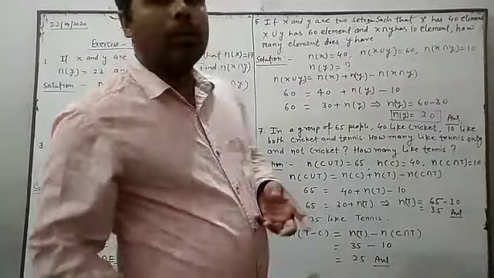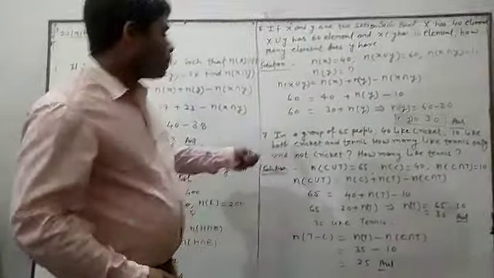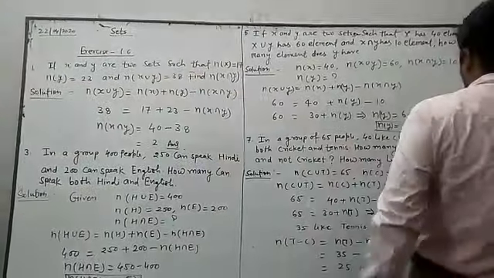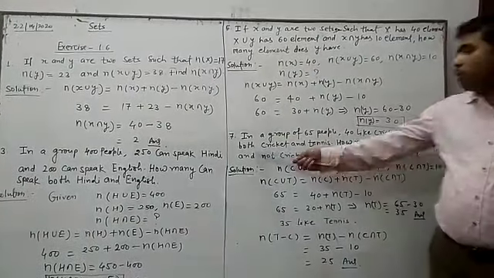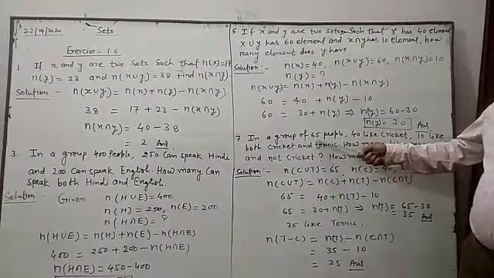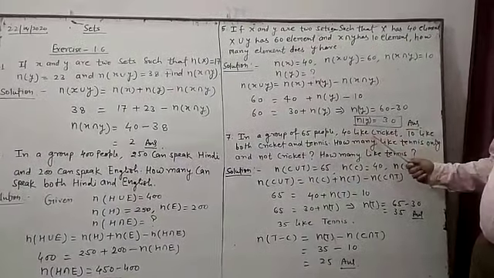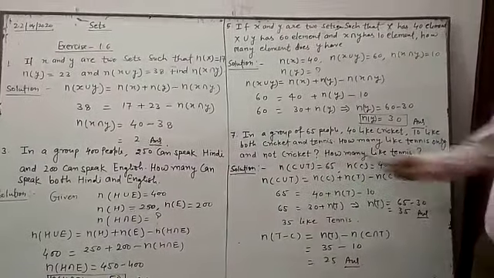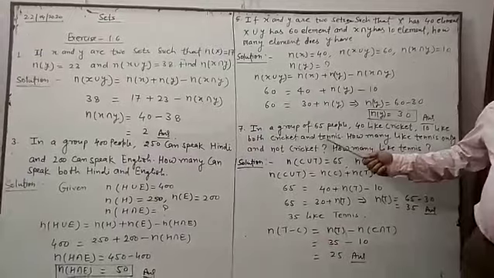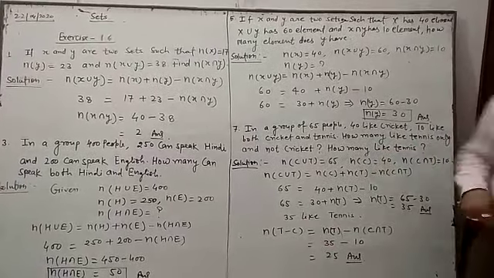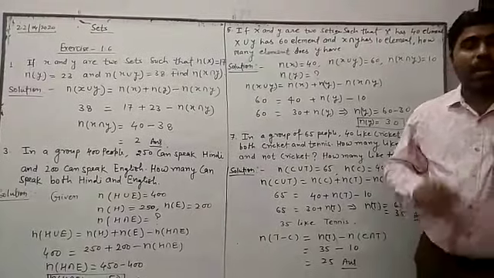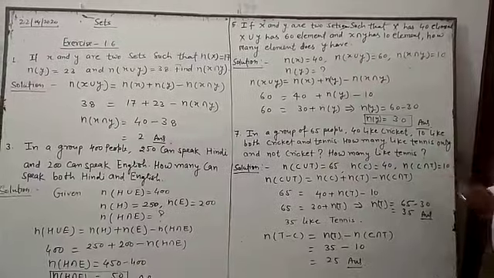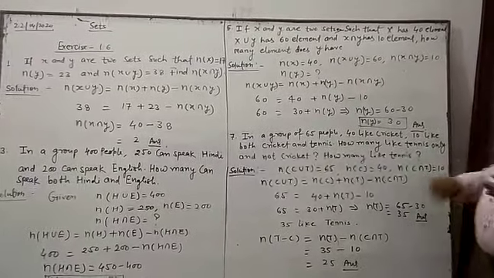Now another type of question, question number 7. In a group of 65 people, 40 like cricket and 10 like both cricket and tennis. It means the total, the union, is given. Cricket, it means n(C) is given. Like both means n(C intersection T), where T means tennis. How many like tennis only? How many students like tennis only? It means n(T) is being asked. And how many like tennis? It means how many like tennis here?